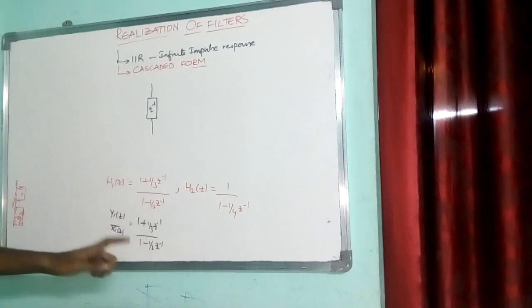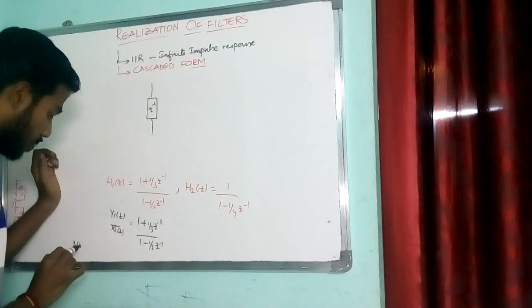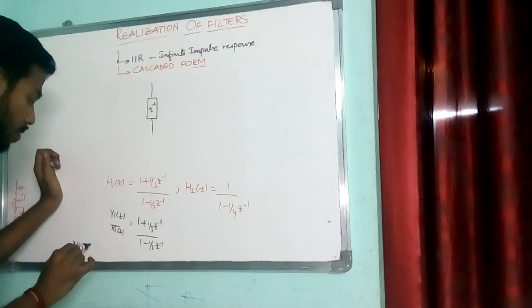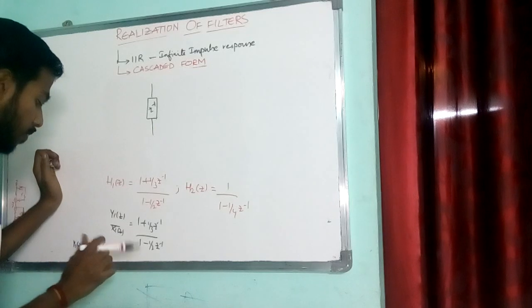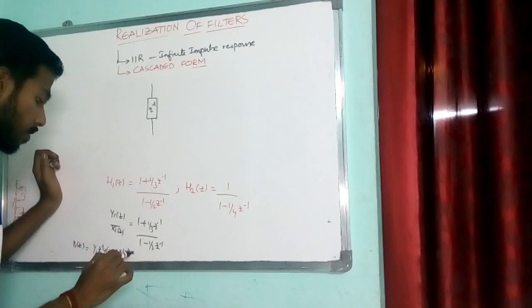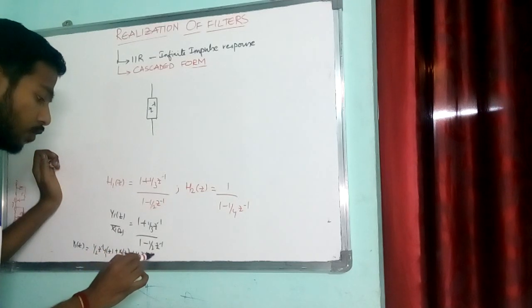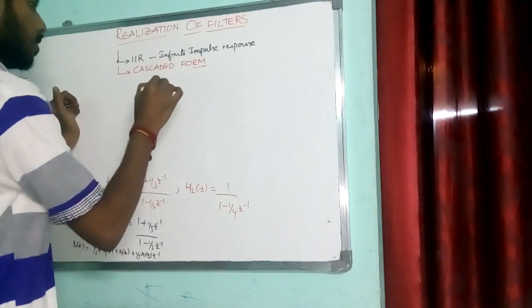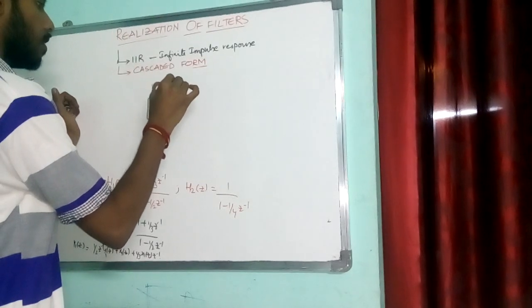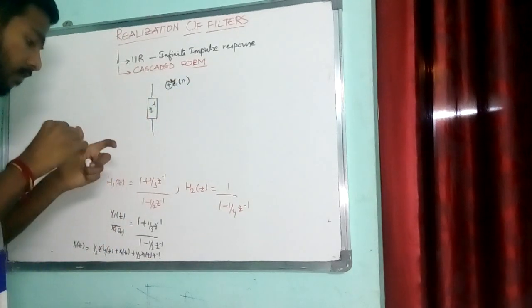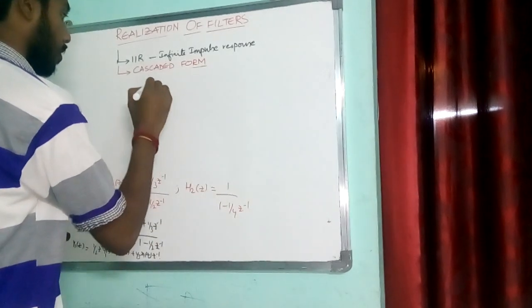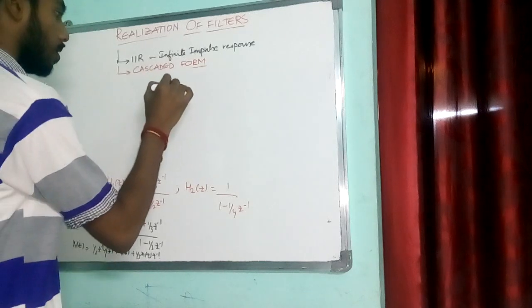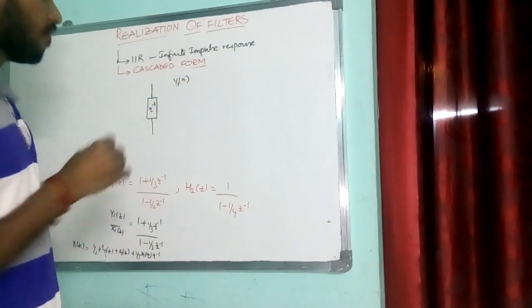Now when I cross multiply this, what I get is Y1 of z is equal to 1 by 2 z inverse Y1 of z plus X1 of z plus 1 by 3 X1 of z into z inverse. Now this is my Y1 of z. So here it should be my y1 of n.